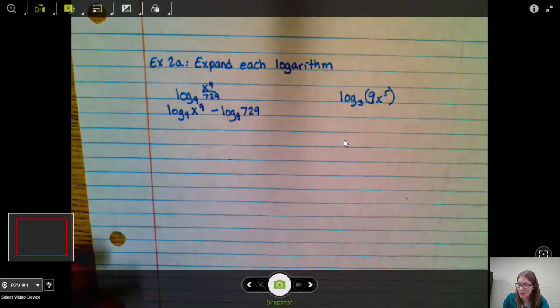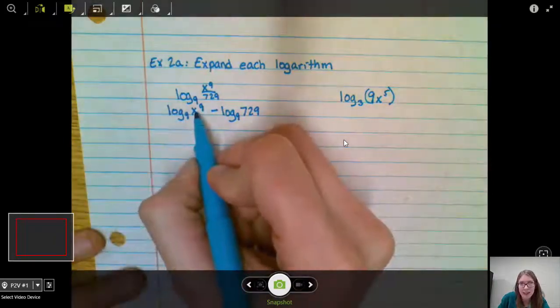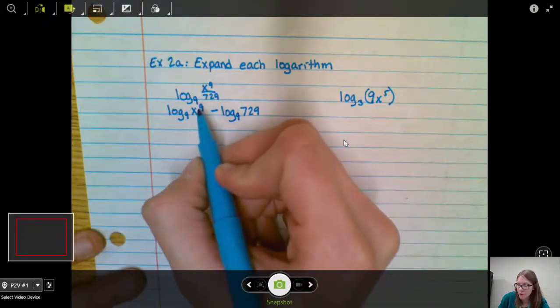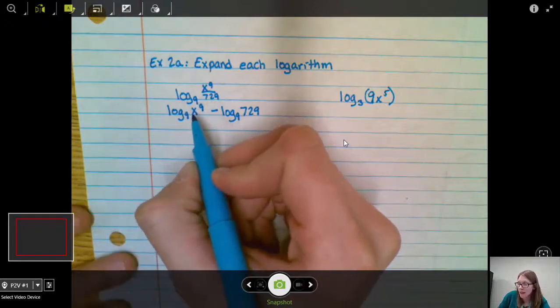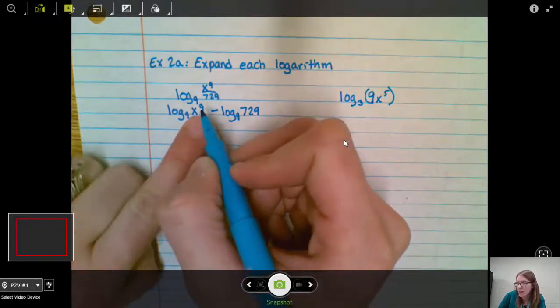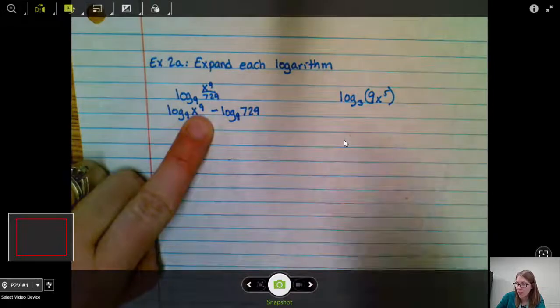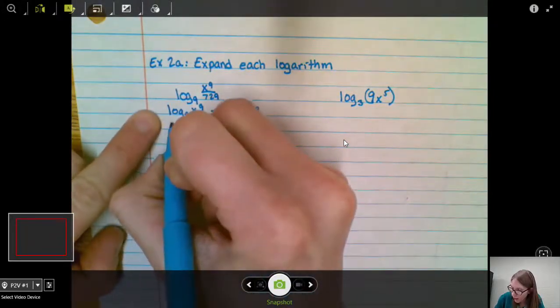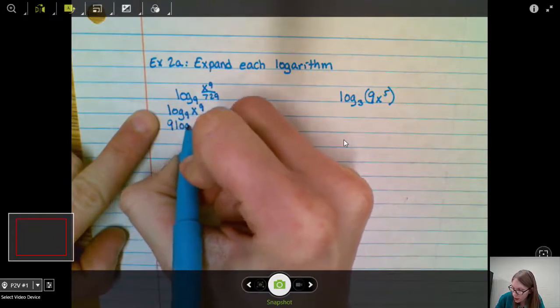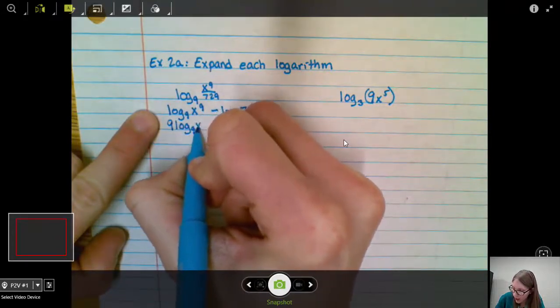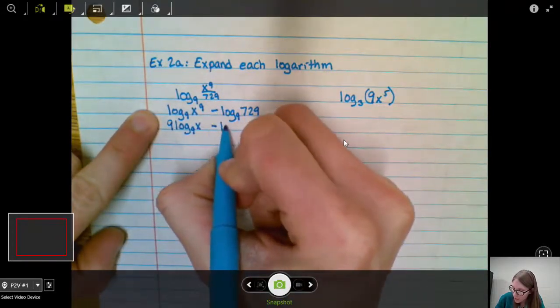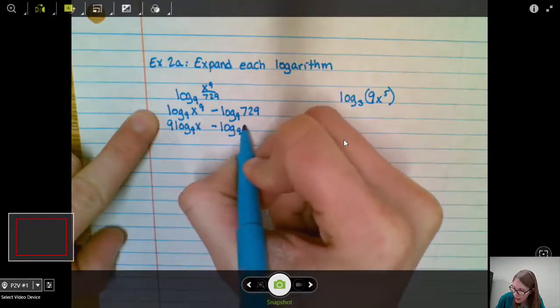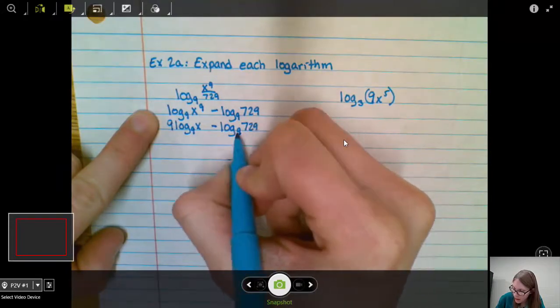From here, a couple things that I can do. I see that I have this exponent here, and we have a property with our logarithms that lets us do something with an exponent. If I have an exponent, we can bring that exponent out front, and that gives me 9 times the log base 9 of x minus the log base 9 of 729.